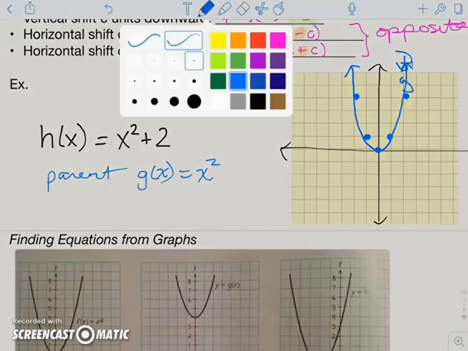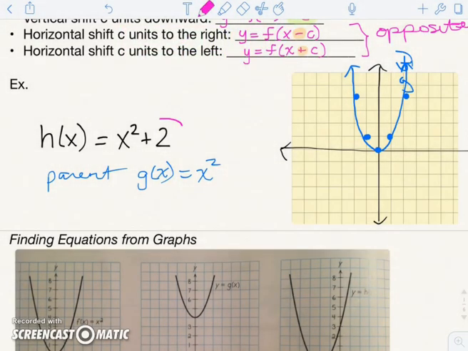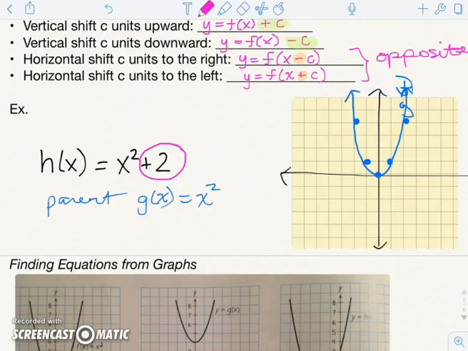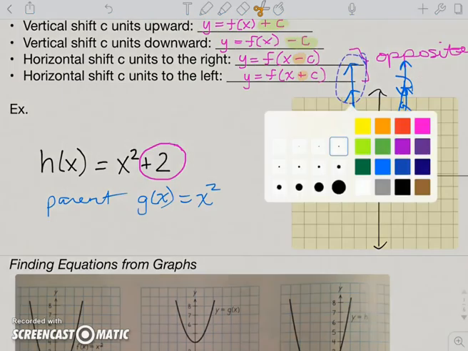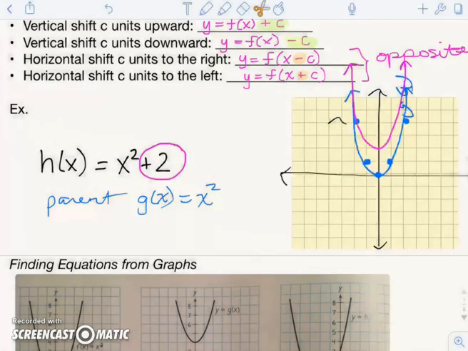Now this plus 2 on the end outside of the squared piece is a vertical shift up 2 units. So I could take this graph that I have here, copy it, paste it, and literally just move it up 1, 2 units, and now I'm looking at the transformed graph, h of x. So this one, the pink one, I'm going to draw an arrow here and label it h of x.